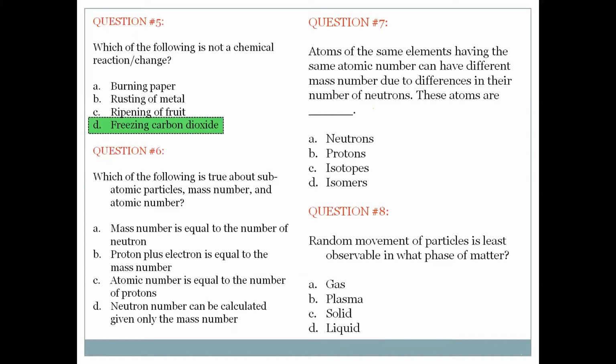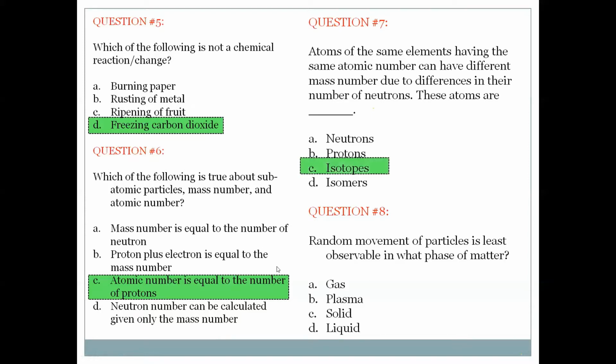Okay? Next, which of the following is true about subatomic particles, mass number, and atomic number? It is letter C. Atomic number is equal to the number of protons. Tinam niyo A. Mass number is equal to the number of neutrons, but it has to have the number of protons as well. Dito naman, protons plus electron is equal to the mass number. It's not electrons, rather neutrons. Okay, neutrons number can be calculated given only the mass number. It cannot. Okay, so ang answer dyan is letter C.